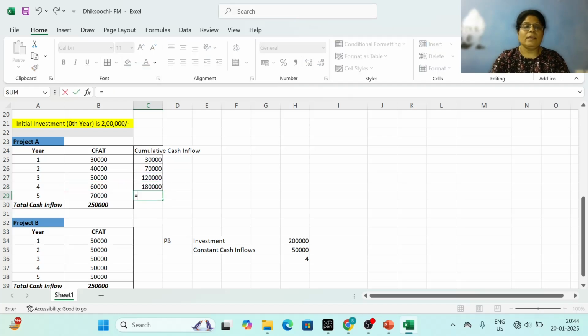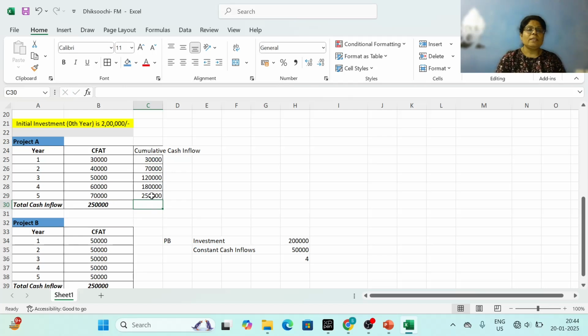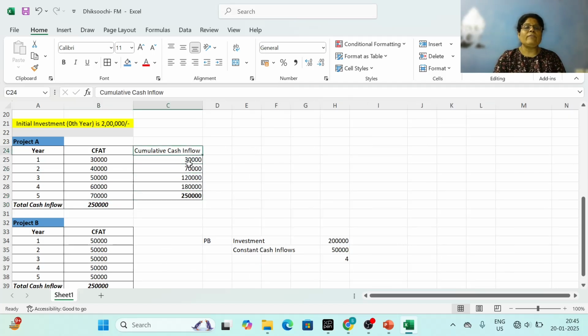Finally, the cumulative cash inflow of the fourth year plus the fifth year amount. Now see, the fifth year, the last year's cumulative cash inflow is the same as the total cash inflow. The cumulative cash inflows, we need to identify which is nearest to your initial investment. So if you see here, 12,000, 1,20,000, 1,80,000, then you have 2,50,000. So 1,80,000 is the nearest to your initial investment.